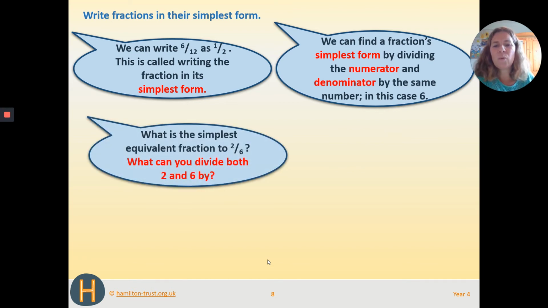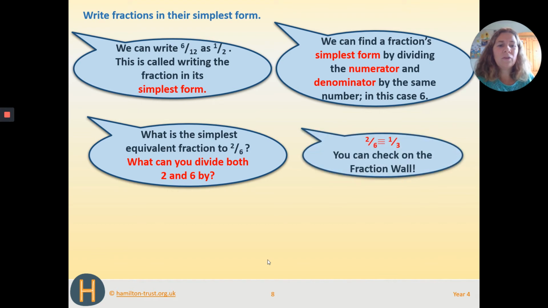What is the simplest equivalent fraction to 2 sixths? What can you divide both 2 and 6 by? That's right, it's 2. So 2 sixths is equivalent to 1/3. You could go back and check that on the fraction rule or on a fraction rule you've got for yourself if you need to.